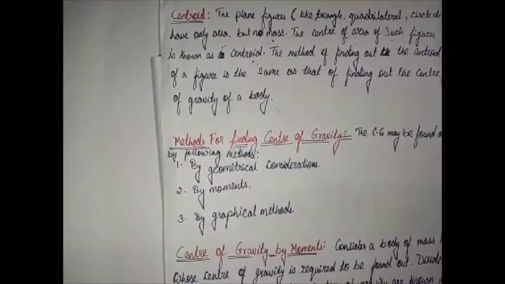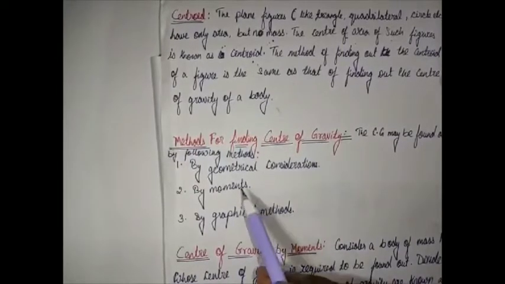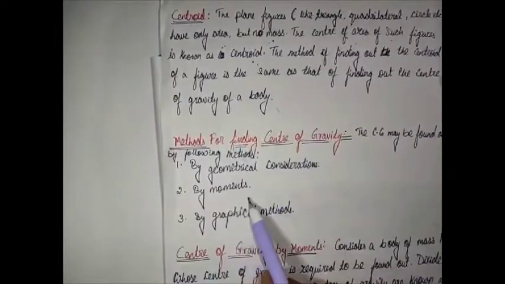Next, the center of gravity can be found out by three methods. What are the three methods? Geometrical consideration, by moments, and by graphical consideration method. Next, center of gravity by moments. So you have to find the center of gravity by moments.